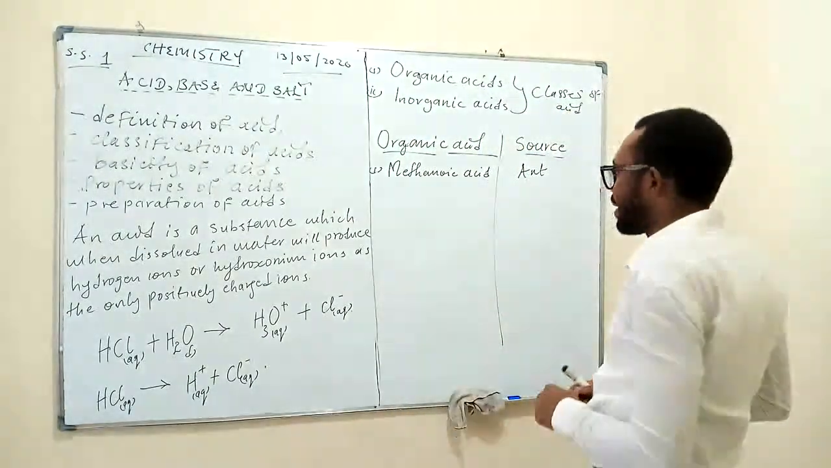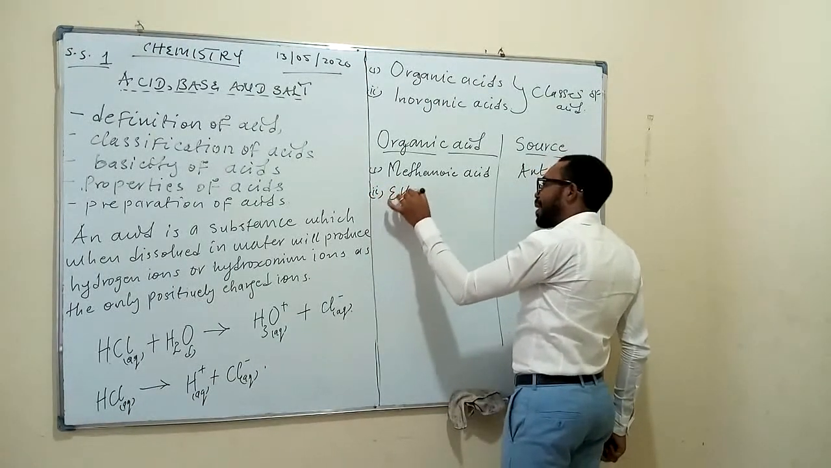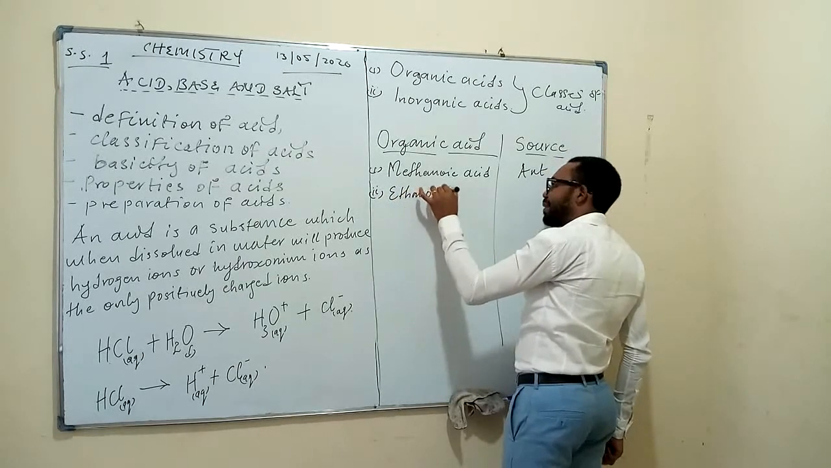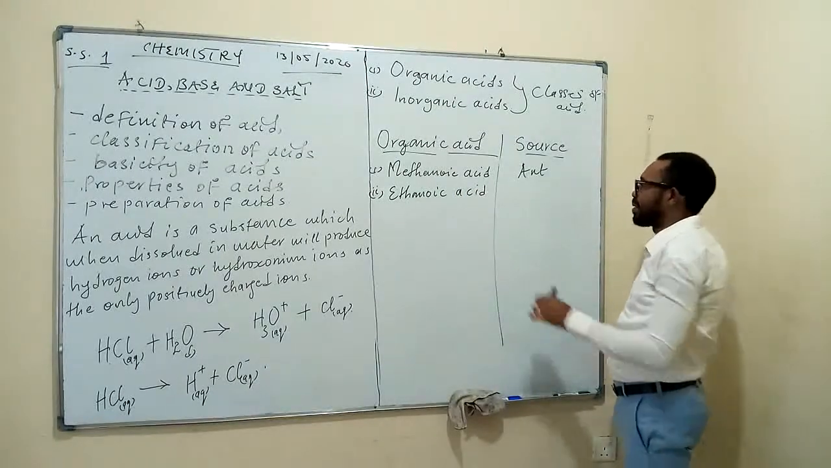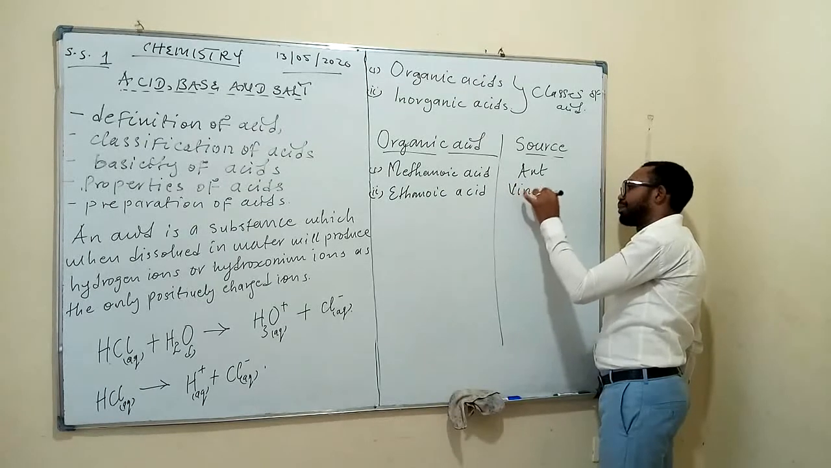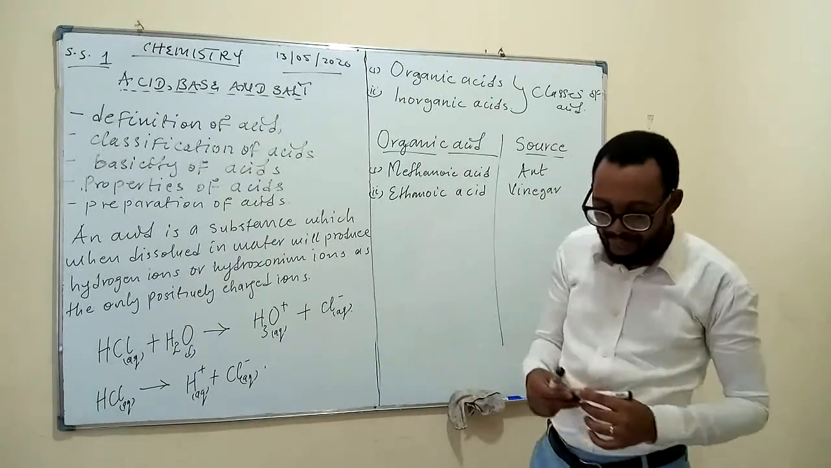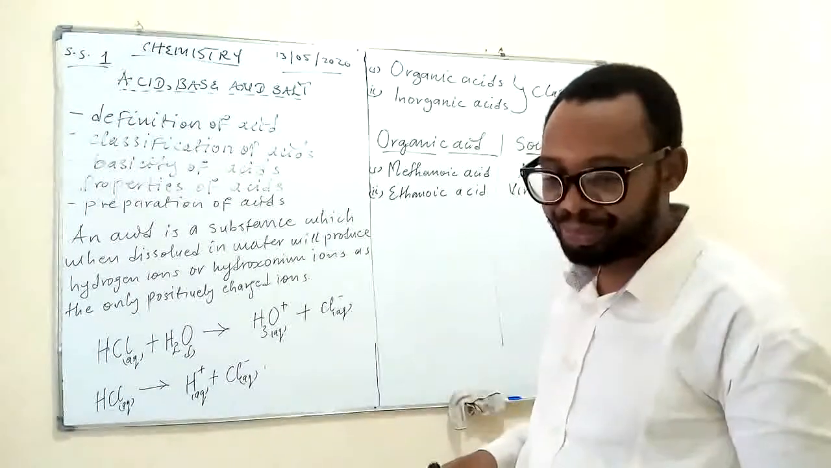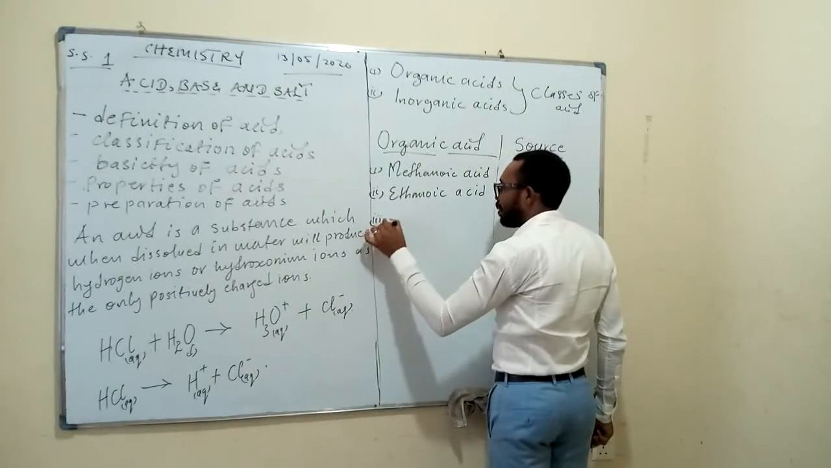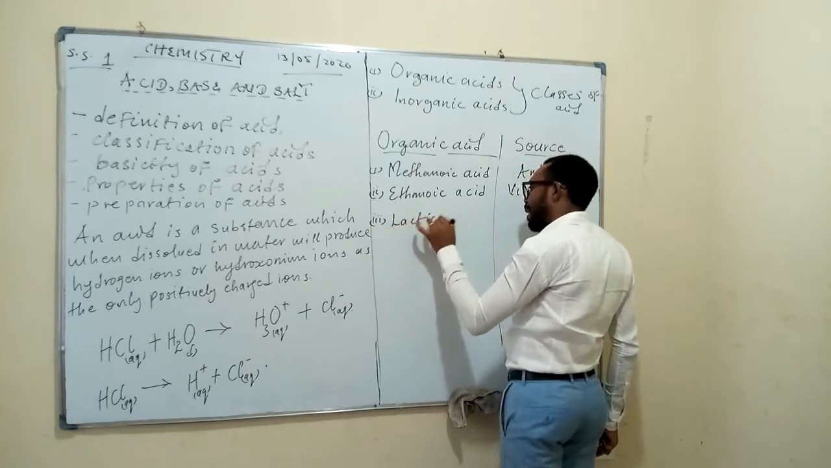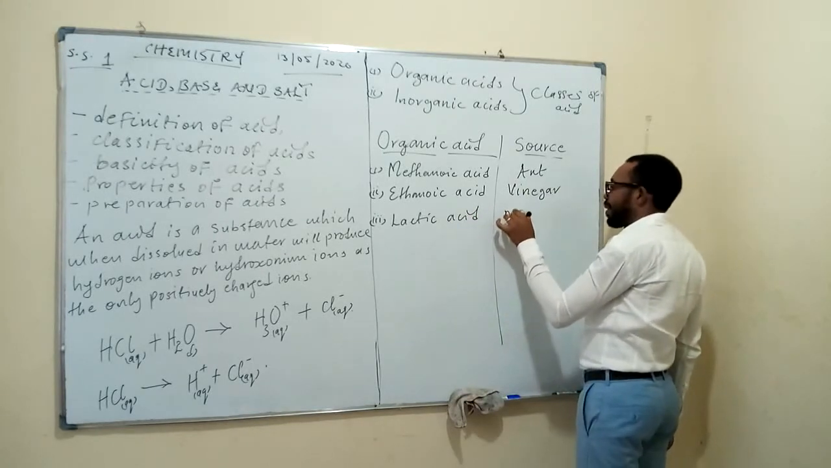The next is ethanoic acid. These are organic acids. Ethanoic acid is gotten from vinegar. And then another acid that may interest you is lactic acid. Lactic acid is from milk.